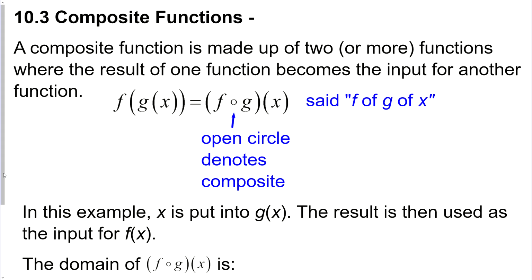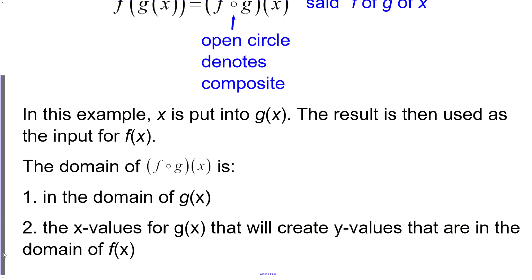Now the domain of this is going to be very interesting. So first of all, for our domain, the x values need to fit into g of x. Now g of x does its thing and returns what would normally be y values or its output, and that becomes the input or the arguments for f of x. So the domain needs to be in the domain of g of x first, and then the y values or the output of g of x needs to be in the domain of f of x.